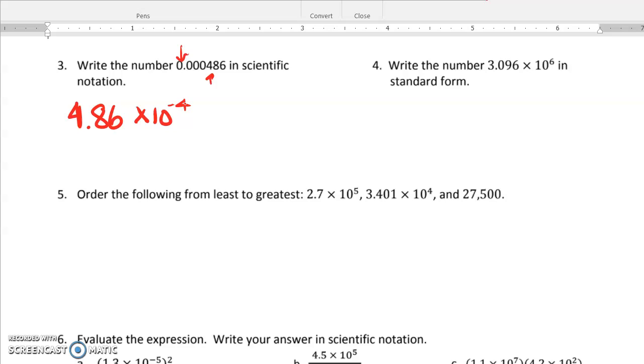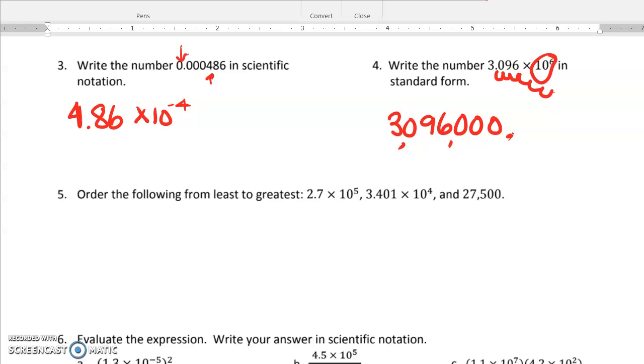In number 4, we're going back into standard form again. So 10 to the positive 6 tells us that we are going 6 places to the right. So we need to move this decimal 6 places to the right. 1, 2, 3, and we need 3 additional. So 3,096,000. 3,096,000 is this number in standard form. You can put the decimal here if you want to. You don't have to.